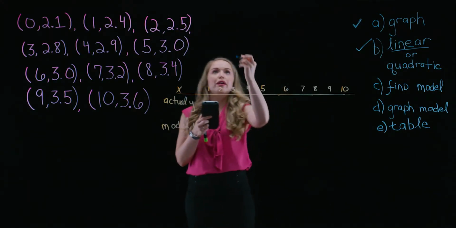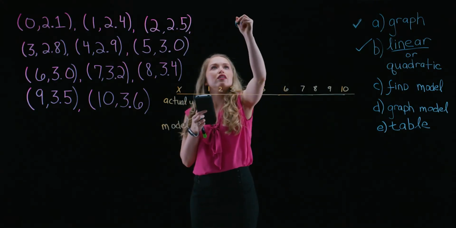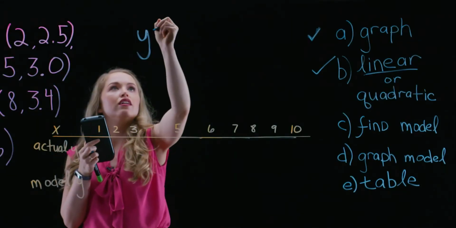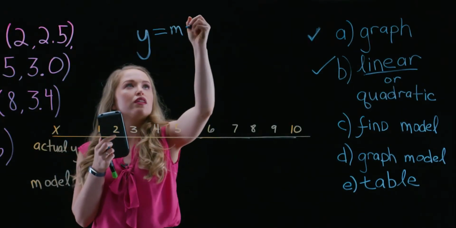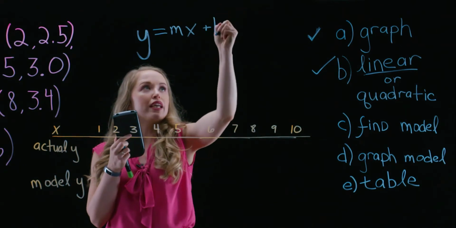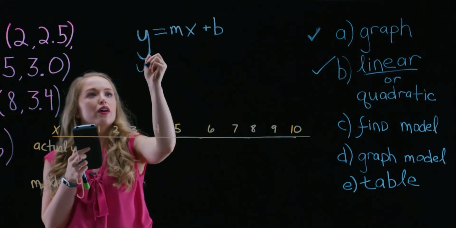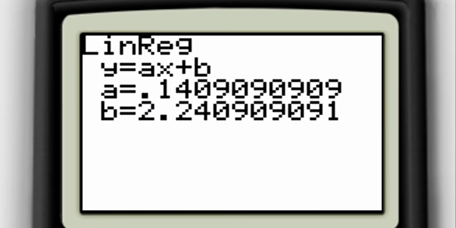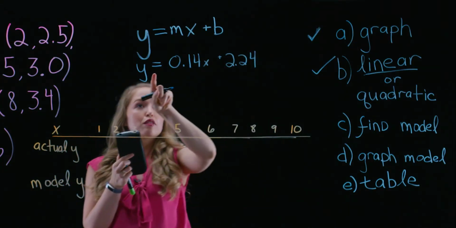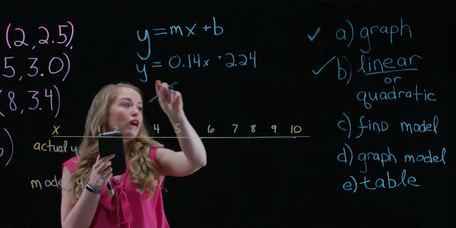So I remember that the basic structure is y equals mx plus b. And my utility is giving me the values for the m and the b, so I can go ahead and just plug those in. I'm going to round to the hundredths place. I get y equals 0.14x plus 2.24. So this is my model equation.